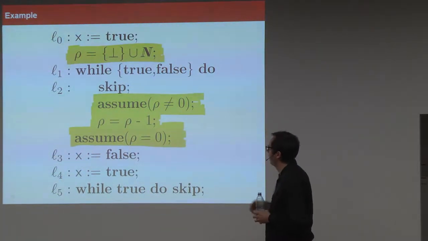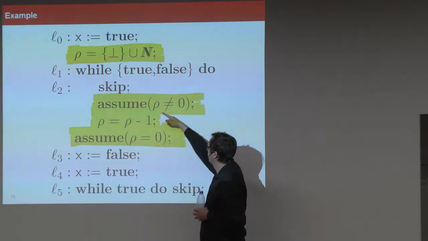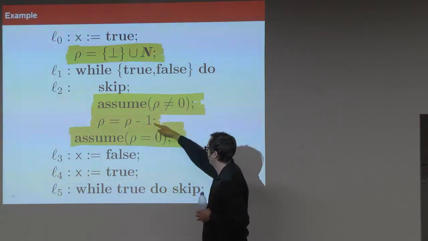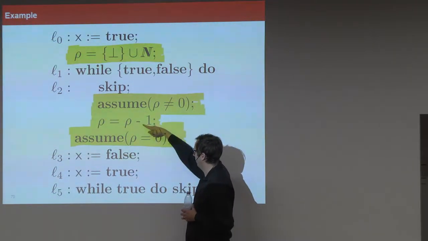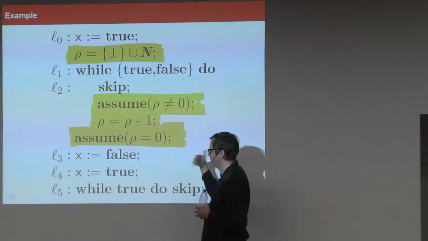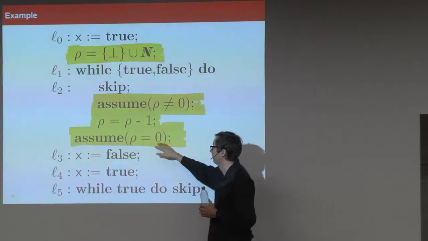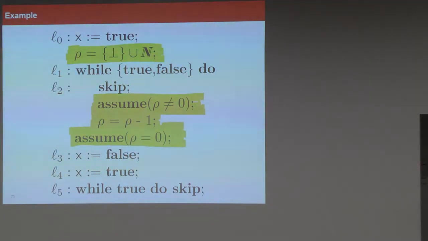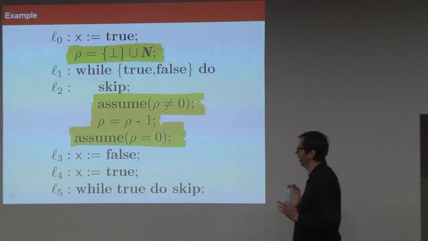Okay. And then inside the loop, on every iteration, either row is not equal to zero, and we decrement row, and when row is equal to bottom, then row minus one just stays bottom, or we leave the loop and we assume that row is equal to zero. Okay, and so the assume is this weird instruction that only allows execution across it if the predicate is true. Otherwise, the execution didn't happen.